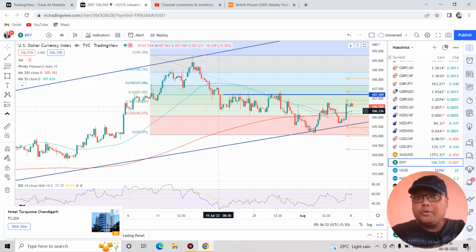If you are planning to take a position and sit down for the next 3 to 4 days, then I think that this is not the right time. It is better to trade from level to level right now because of the ongoing uncertainty in the market.